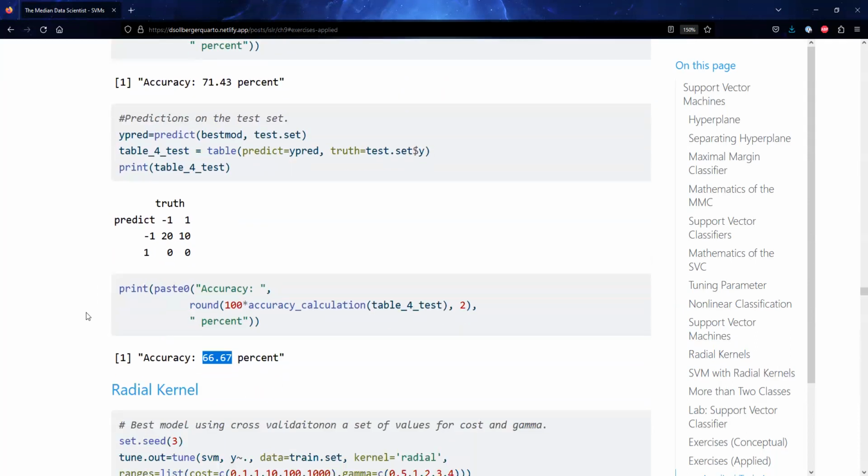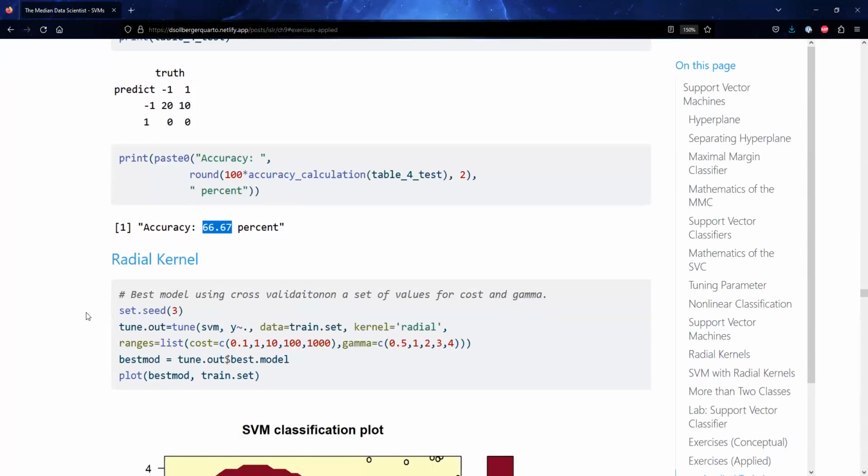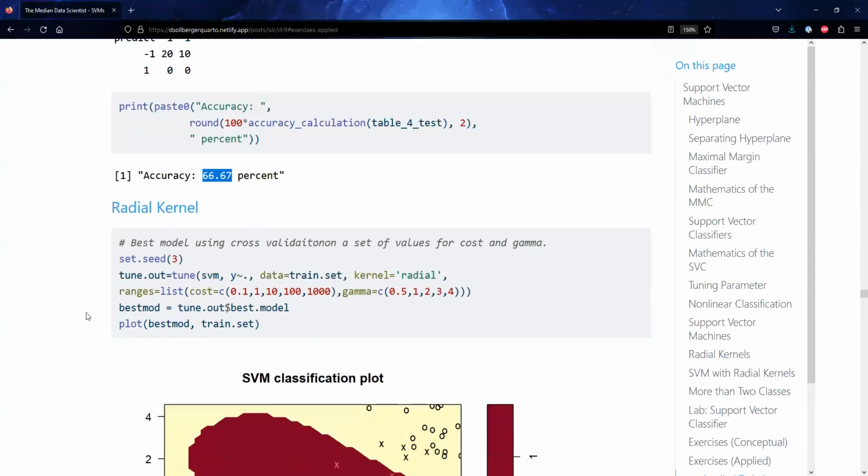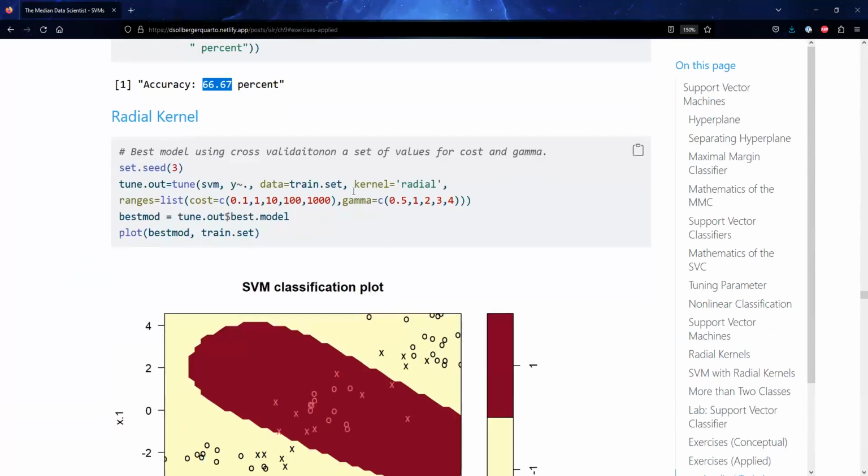So instead of assuming a linear separation, we could use a radial kernel, literally changing the word here to radial. By the internal mathematics, in addition to recommending some various levels for cost, you have these various levels for gamma, which was kind of the radius of the circles that we're working with.